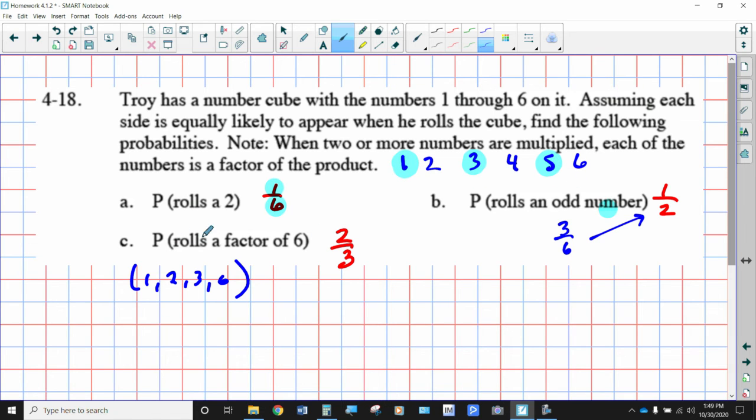And then rolls a factor of 6. So remember, factors are numbers that you would multiply together to get an answer. So how could you multiply numbers together to give you 6 for a product? Well, you could multiply 1 and 6 will give you 6, and 2 and 3 will give you 6. But there's no way to multiply 4 times any of these numbers or 5 times any of these numbers to give you a 6. So you have a total of 4 out of the 6 possible sides are a factor of 6, which simplifies down to the fraction 2/3.